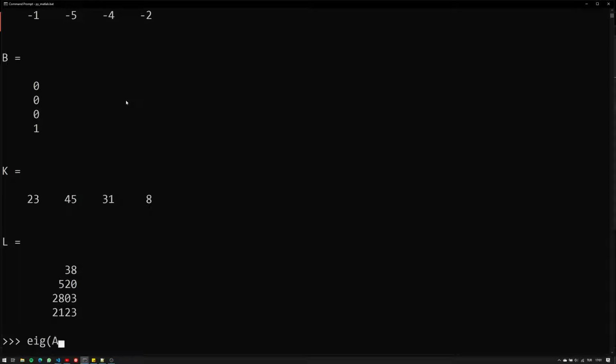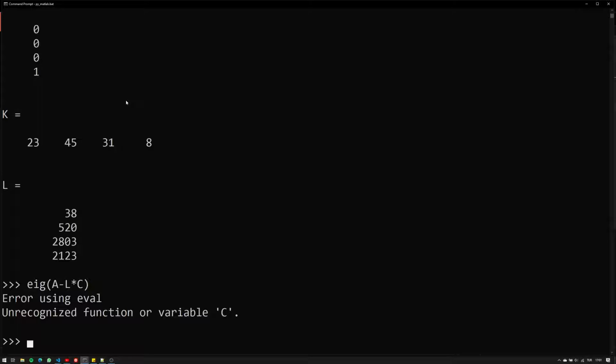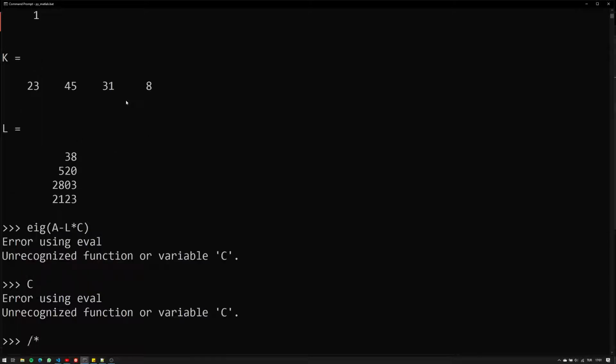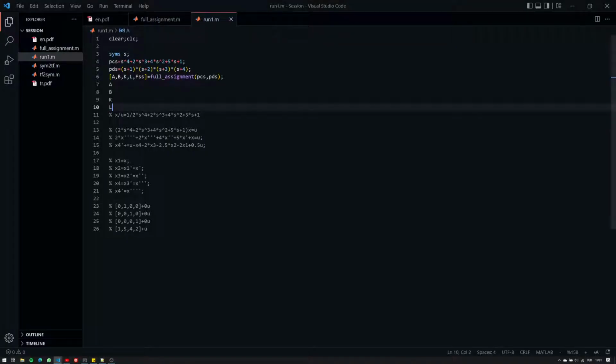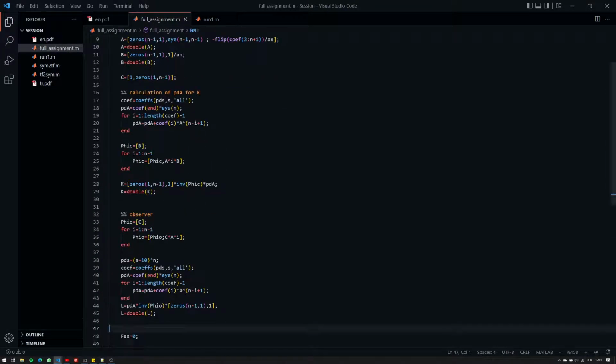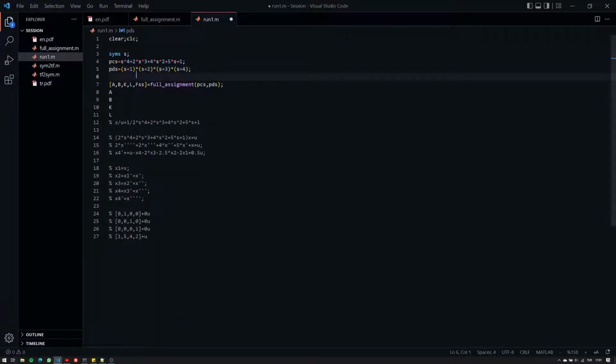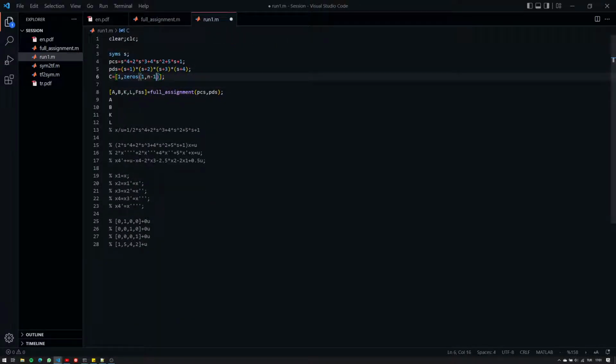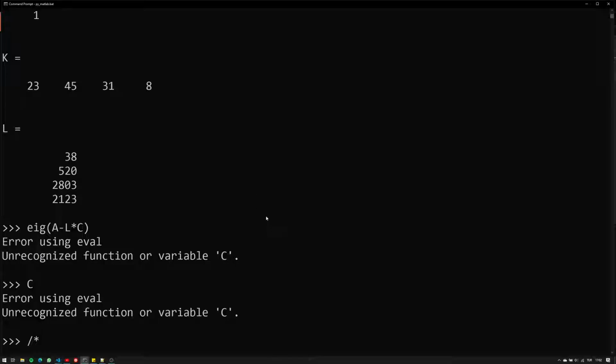So A minus L times C should give us that, but we didn't really define C, but we had C, so let's maybe copy that. I have defined it internally, but not out here. Well, let's do it like this. So n equals 4, therefore this is basically it.